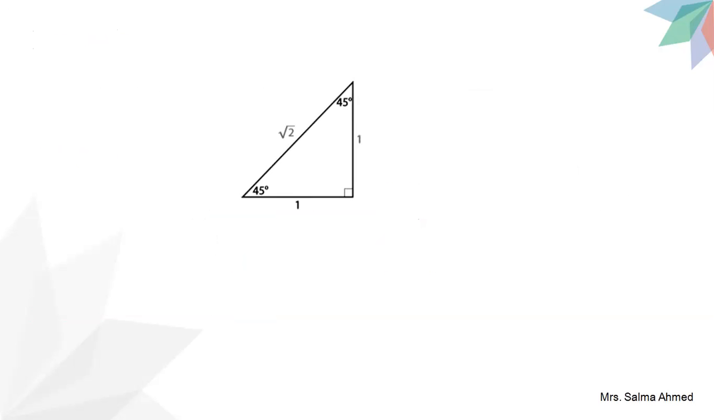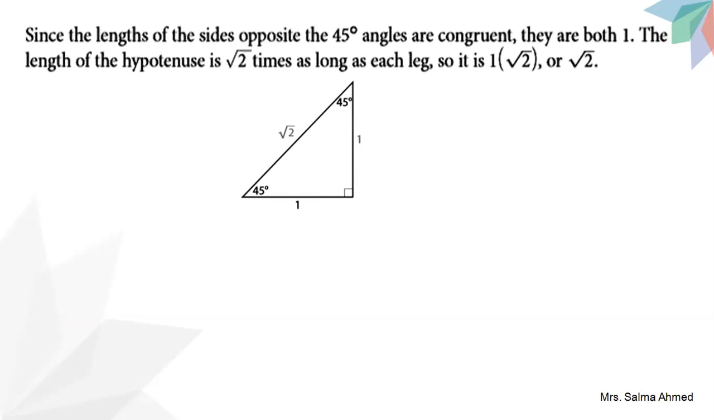If I have the triangle whose legs are x and x, we substitute them by 1 and 1, so the hypotenuse will be 1 root 2. Since the lengths of the sides opposite the 45-degree angles are congruent, they are both 1. The length of the hypotenuse is root 2 times as long as each leg. So it will be 1 root 2, or we can say root 2.